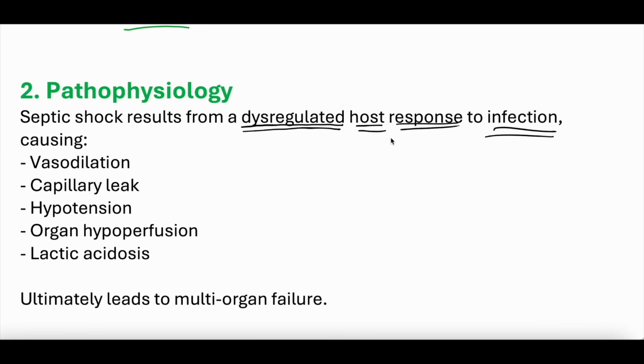Because your immune system has mechanisms to kill bacteria and viruses and parasites and fungi and cancer cells and all sorts of stuff. But those can also injure your own cells. So if you have dysregulation of that host response, that can lead to injury and death of your own cells, which can lead to tissue injury, can lead to release of more metabolites that then can cause vasodilation and some of these other things that we'll talk about in a second.